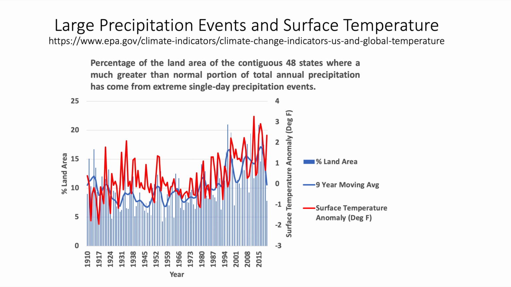The solid blue line, let's see if we can point it out there, is a 9-year moving average of that same data. The red line is a surface temperature anomaly. And what I really want to point out is from around 1970 up to the present, there's been a direct correlation: increasing temperature, increasing giant precipitation events.